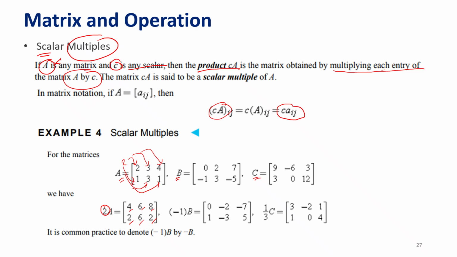What about B? If you multiply it by minus 1, basically you multiply minus 1 by 0, by 2, by 7, by minus 1, by 3, and by 5. You will get this one. The same with this one, 1/3. It's also common practice that when you have minus 1 multiplied by B, you can call it minus B.